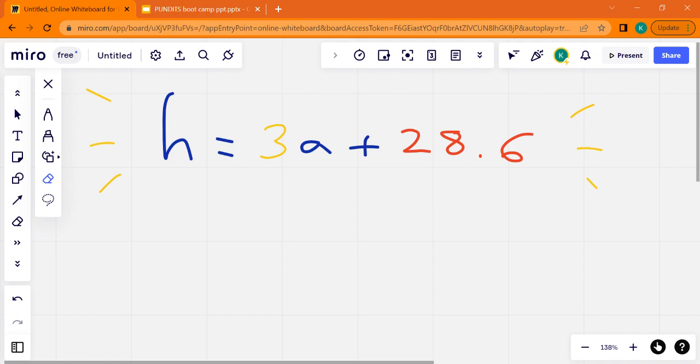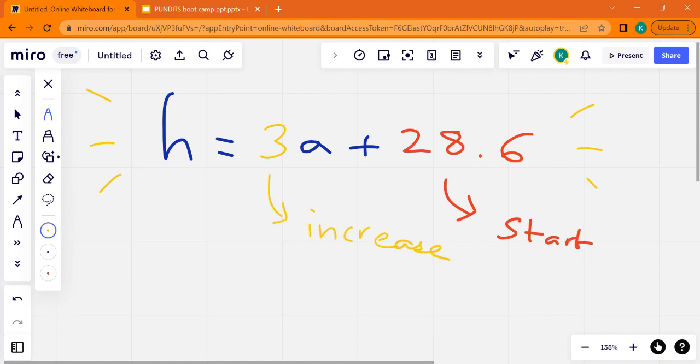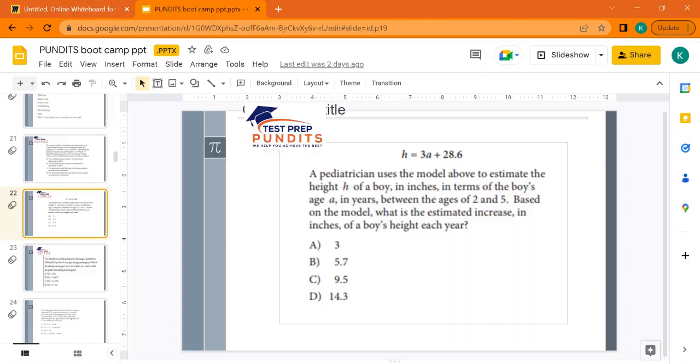This is the equation, and last time I told you that the y-intercept is going to be the start and the slope is going to be your increase. Now, looking at the equation, 3a, your slope is going to be 3, which means 3 is going to be your increase. Let's take a look at the options and see if we find anything that matches.